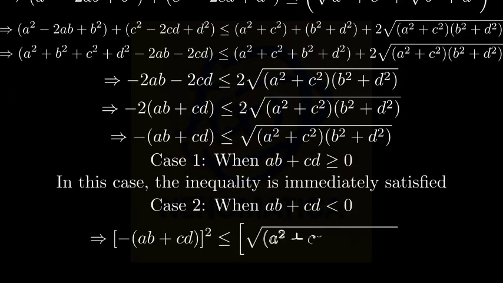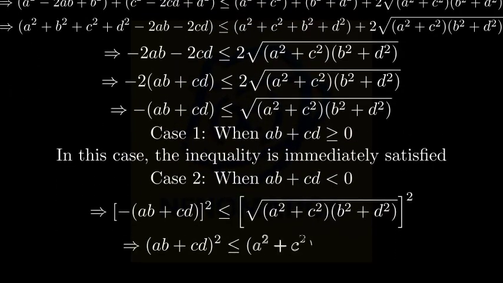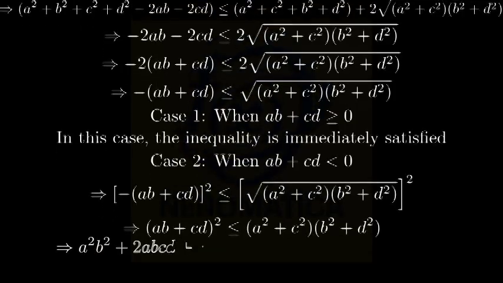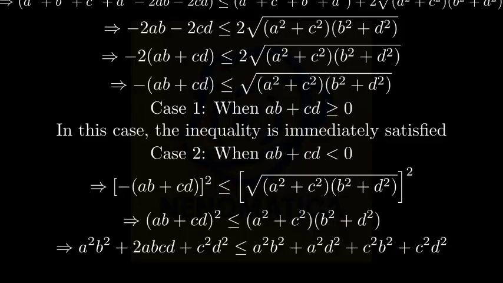When ab plus cd is negative, the left side of our inequality becomes positive. So we need to prove that (ab plus cd) squared is less than or equal to the product term. Let's expand the expressions. On the left side, we have a squared b squared plus 2abcd plus c squared d squared. On the right side, we have a squared b squared plus a squared d squared plus c squared b squared plus c squared d squared.